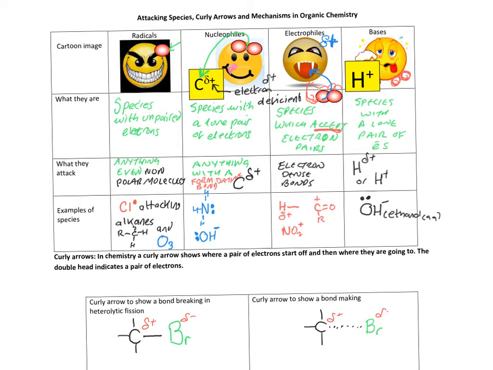So what do they attack? Electrophiles attack electron dense bonds. Examples of electrophiles are electron deficient hydrogens, which will attract the nucleophiles, the nitronium ion, the acylium ion. These are all examples of electrophiles.